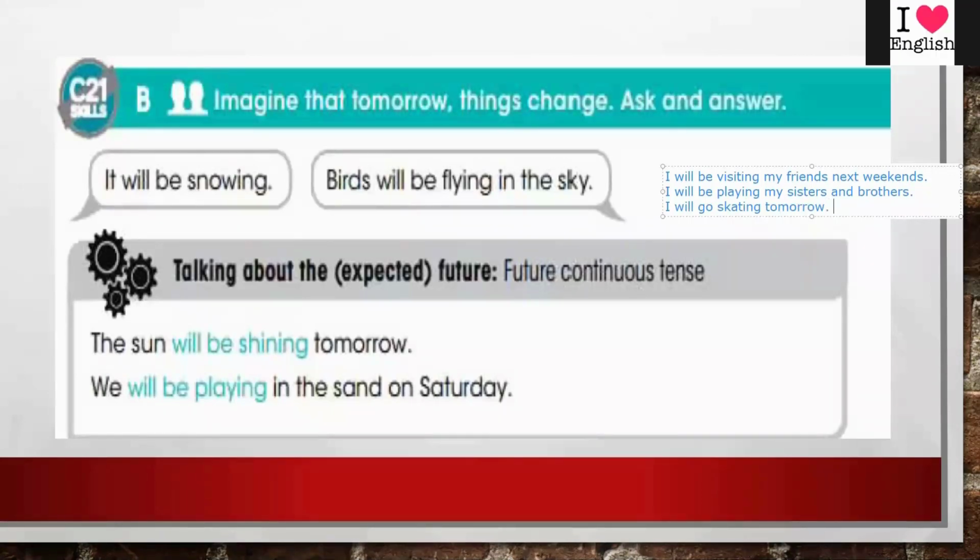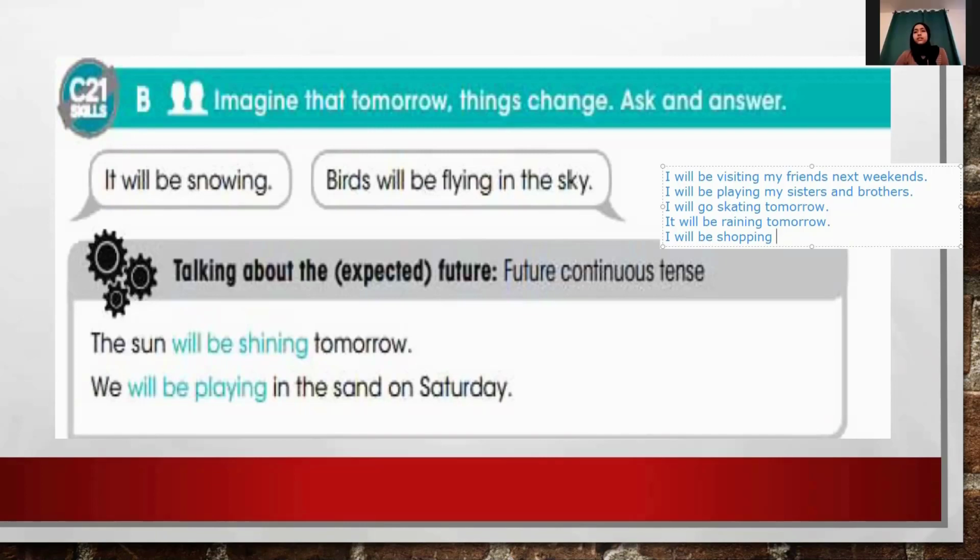Yes, I need another sentence. It will be raining tomorrow. Yes, very good. Who's going to tell us another sentence? Yes, your name, please. Aisha. I will be shopping in the evening.